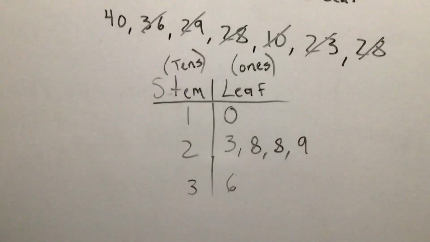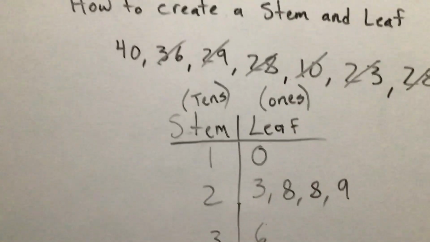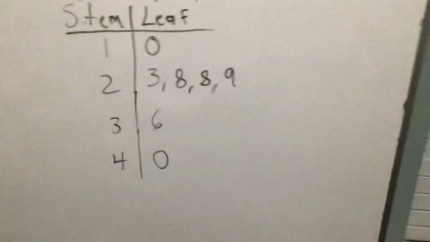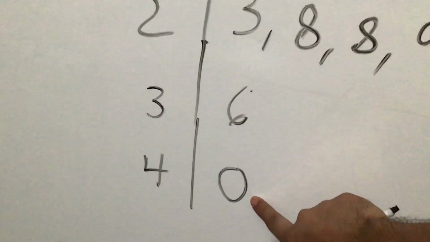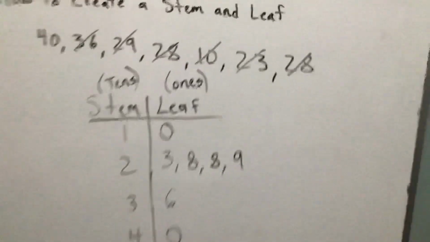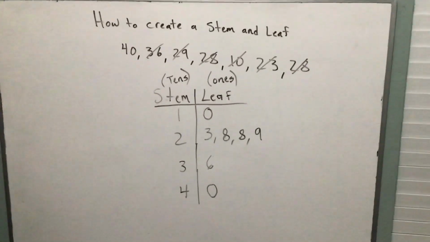The 4 is your stem, and the 0 represents the ones place, so I can just go ahead and label the 0. Again, when we look at this 0, we have to understand that's not a 0, that is a 40. And that is pretty much how a stem and leaf plot looks.